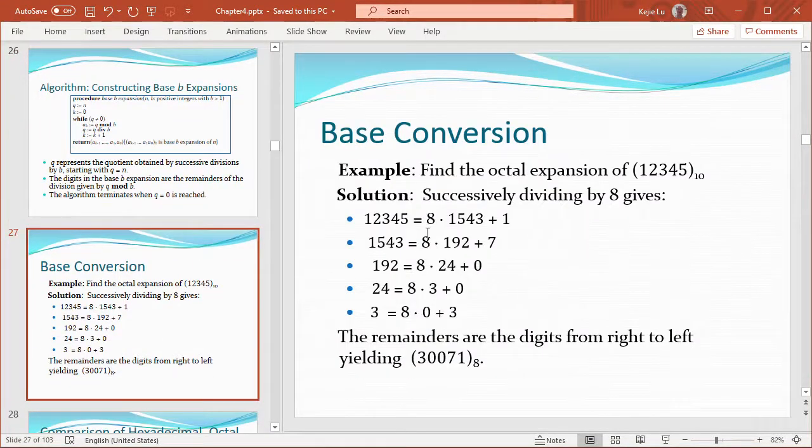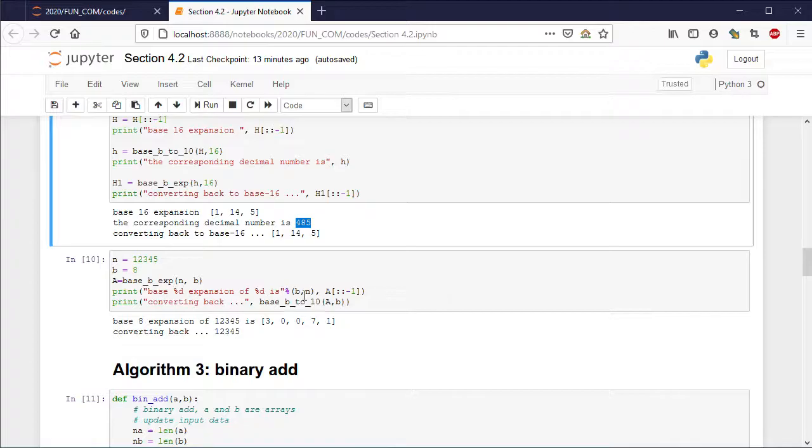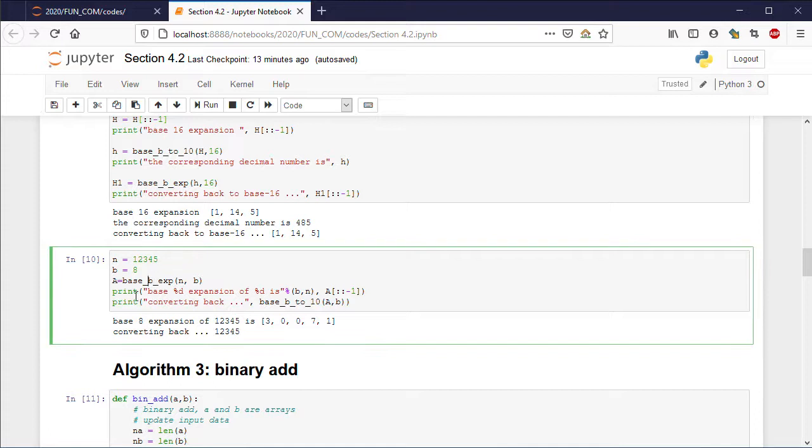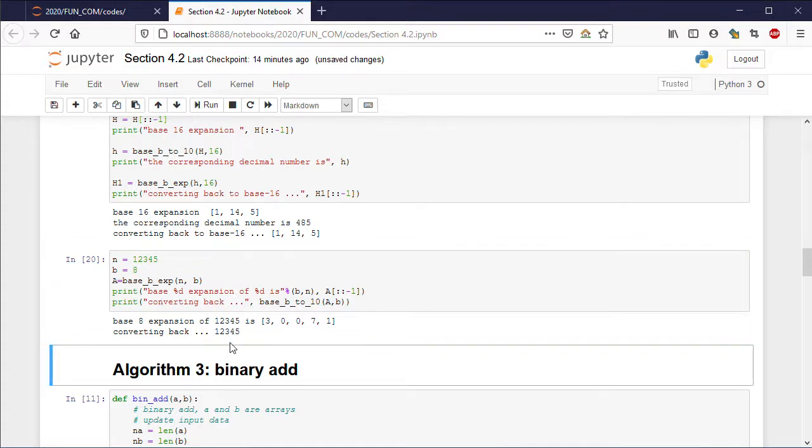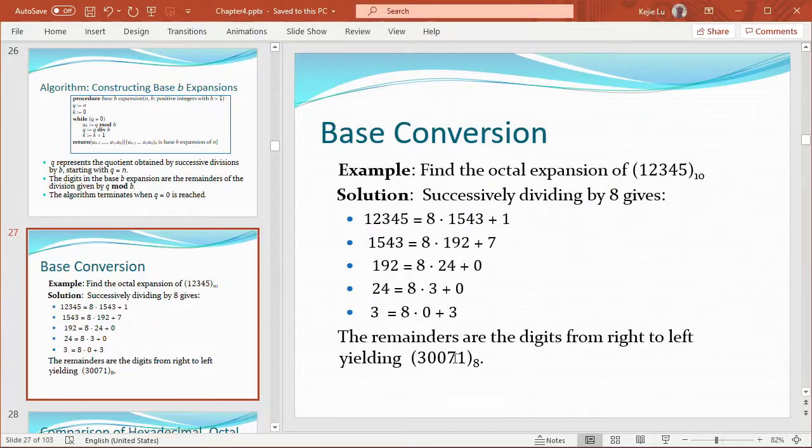And on page 27, here we have another example just to find this octal expression of number 12,345. Right? 1, 2, 3, 4, 5. Base A system. So we are going to have 30071.